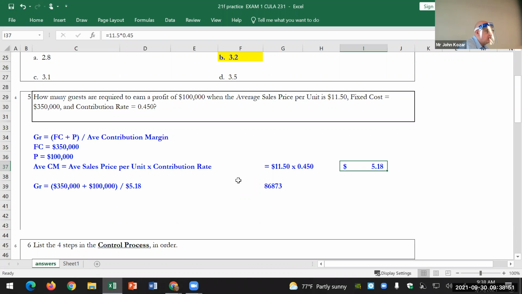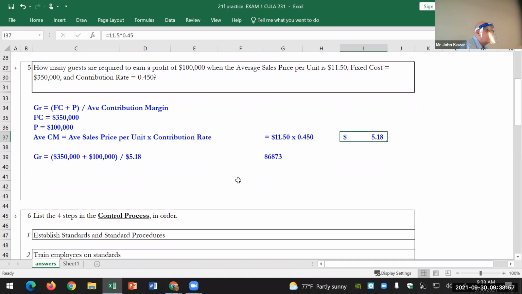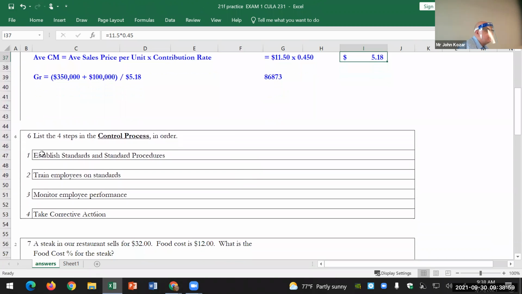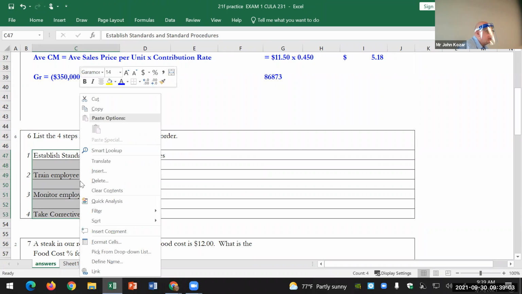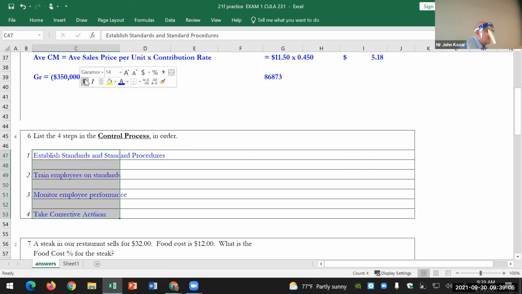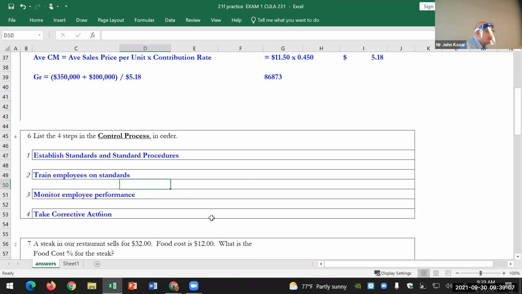Okay. The 4 steps in the control process in order. Establish standards and standard procedures. Train employees on the standards. Monitor employee performance and then take corrective action. Yes. Yes. List them in order.